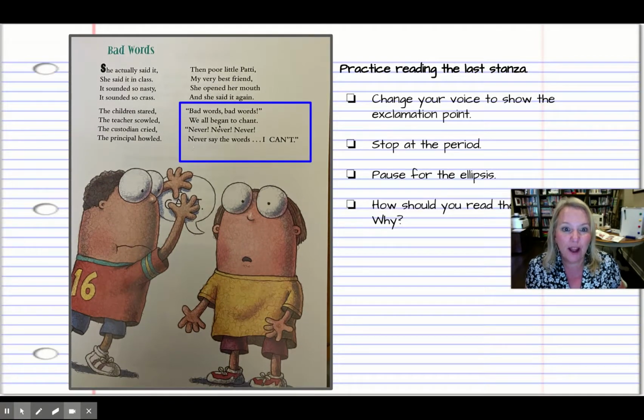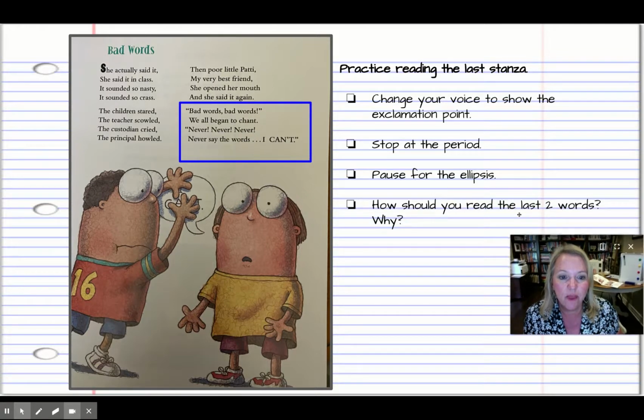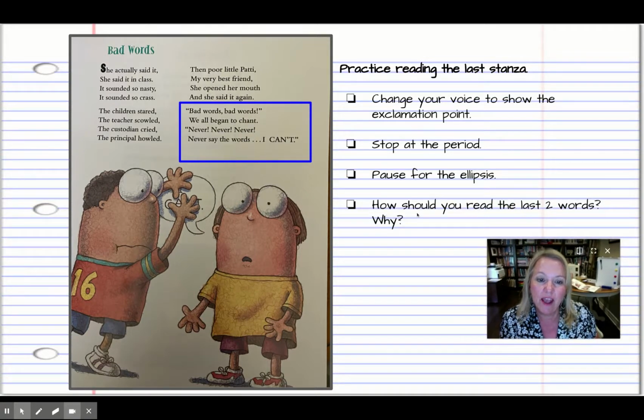I want you to practice reading this last stanza. Now, some things to remember. Change your voice to show the exclamation point. Stop at that period on line 2. Pause for that ellipsis right over here on the last line. And remember, think about how you should read those last 2 words. What do you notice?